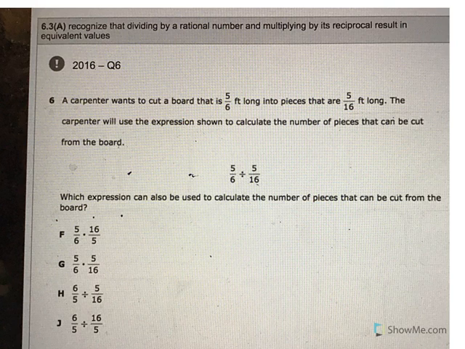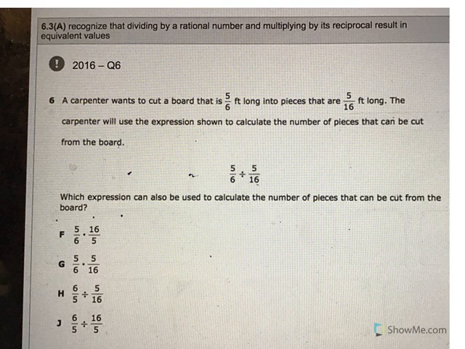So as you can see, anytime we have a division problem, the first thing you have to ask is what is being divided up, and it's the board. And how long is the board? It's 5/6 feet, so it's going to go first. Whatever you're dividing, if you're writing the division horizontally as such, it's going to go first. Okay. So we're dividing 5/6 by 5/16. Which expression can be used to calculate the number of pieces that can be cut from the board?